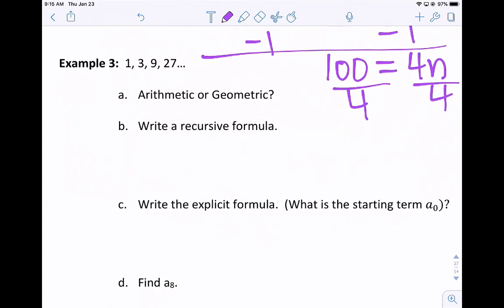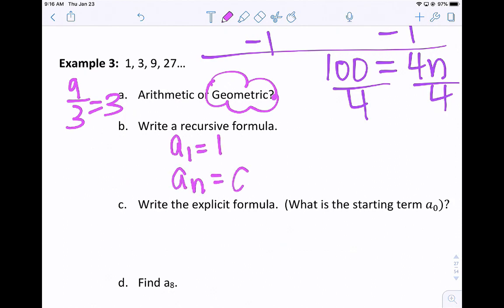Let's take a look at example 3 here, arithmetic or geometric. And this one would be geometric. The reason is if you take any number and divide by the number before it, you'll get 3 for any of these terms. So to write the recursive formula, the starting value is 1. To find any term, take the term before it and multiply by 3.